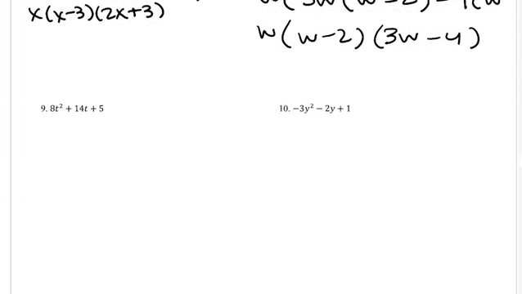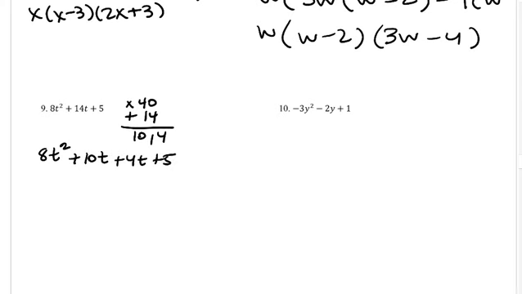Over here, looking for two numbers that multiply to 40 and add to 14. That's going to be 4 and 10, or 10 and 4, however you like it. Really doesn't matter. So it's 8t squared plus 10t plus 4t plus 5.